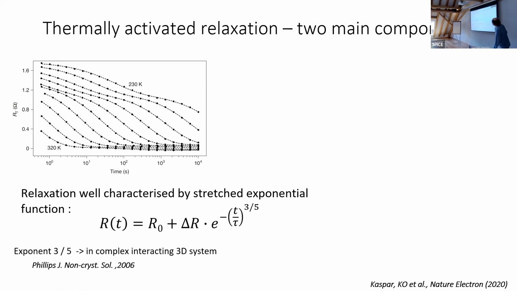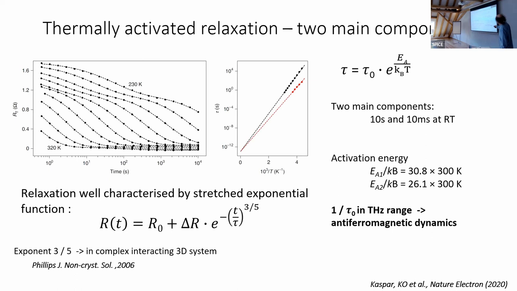And if we plot these relaxation times which we obtain from these fits against inverse temperature, we get quite nice lines. And these lines actually indicate that when we go to 1 over T equals 0, we get the characteristic time of the underlying processes. And it turns out that both of the components are in the terahertz regime. From this, we can say that the process which is allowing the growth of the domains is governed by the antiferromagnetic dynamics.